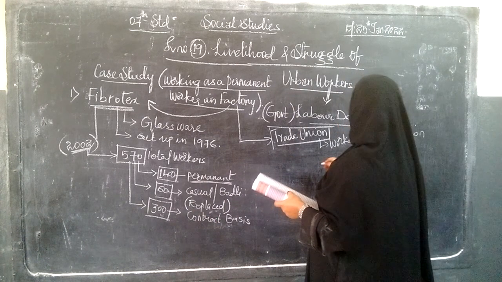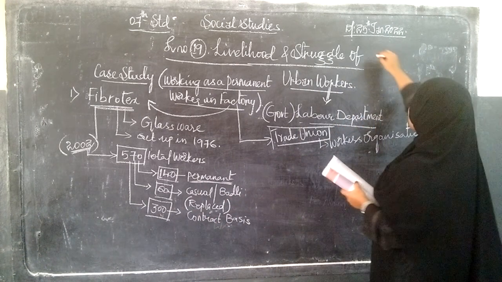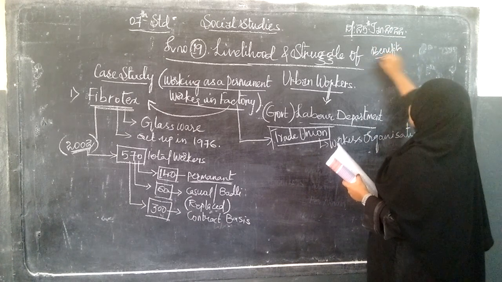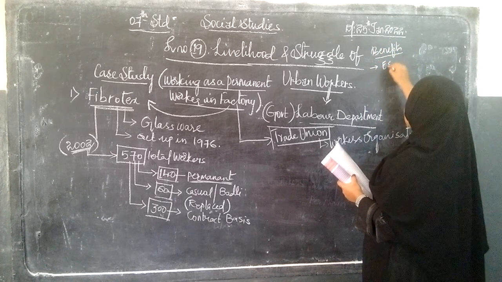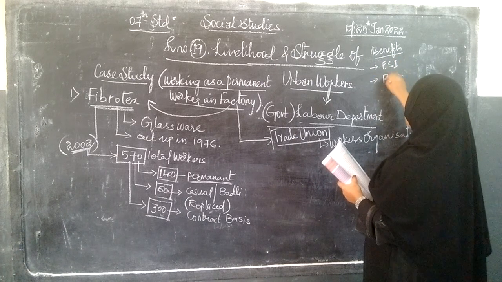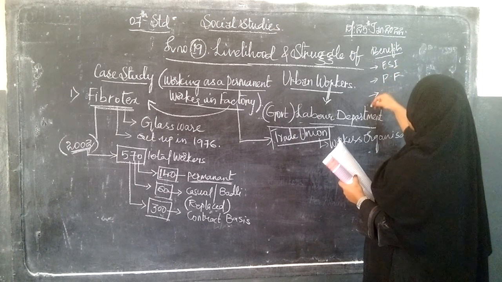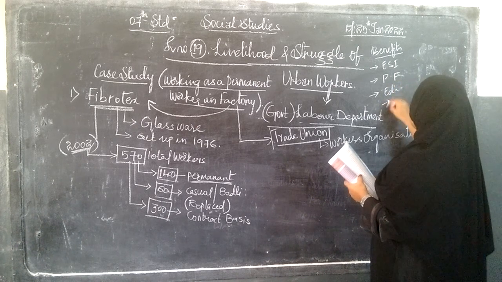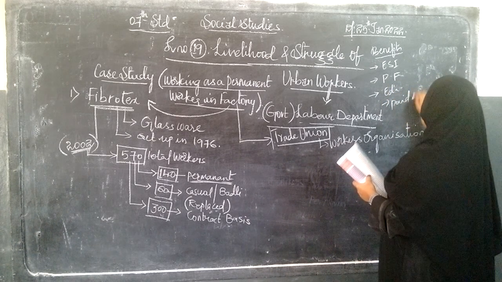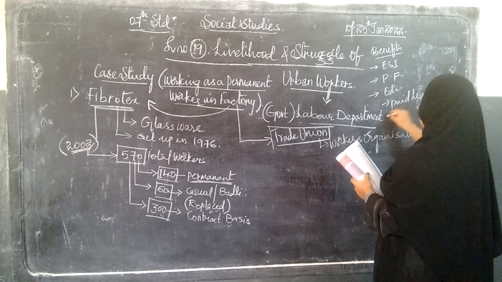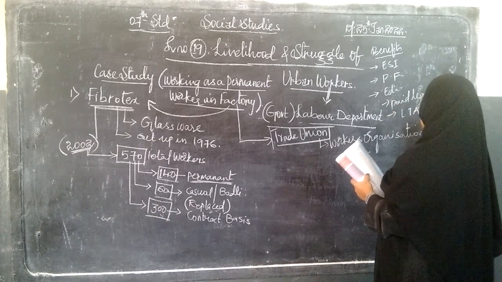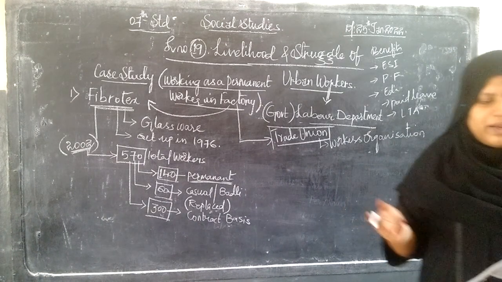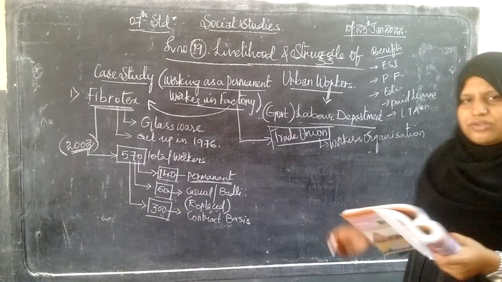So what are the benefits here? Benefits include ESI, then PF, Provident Fund, then educational allowances, then paid leave, then LTA, leave travel allowance. So all these are the benefits which are provided to such workers through this trade union.